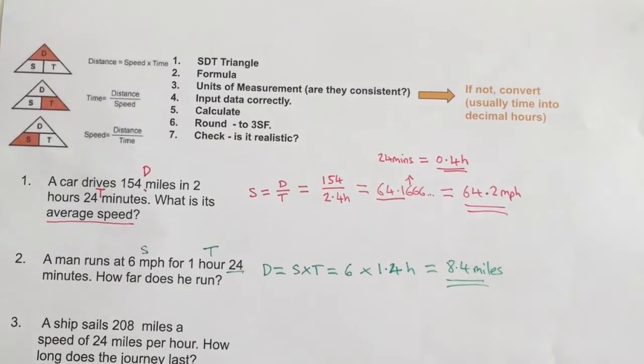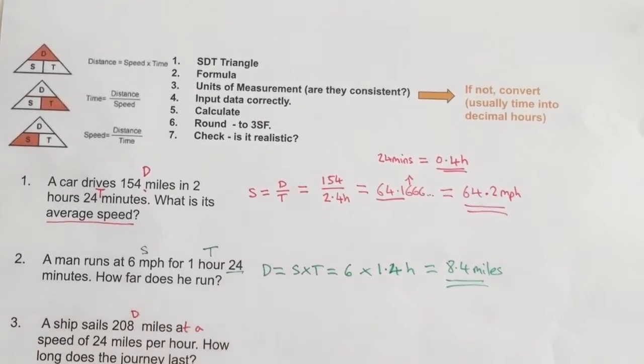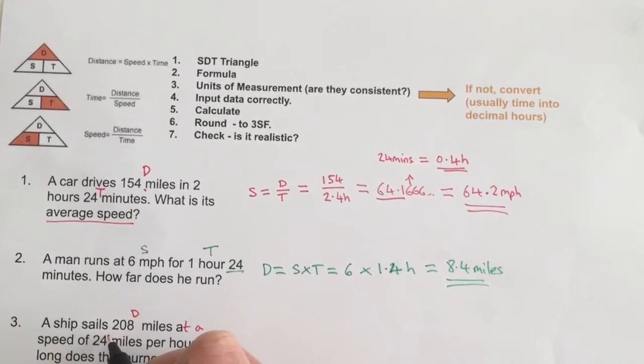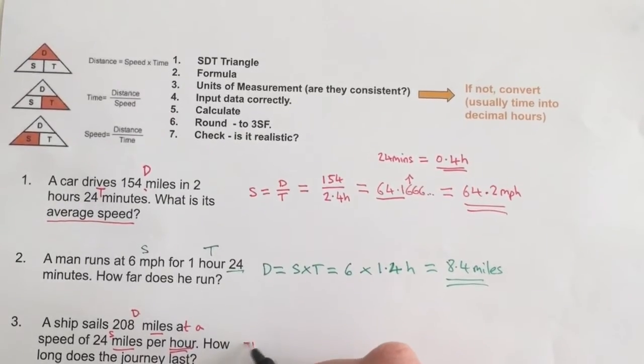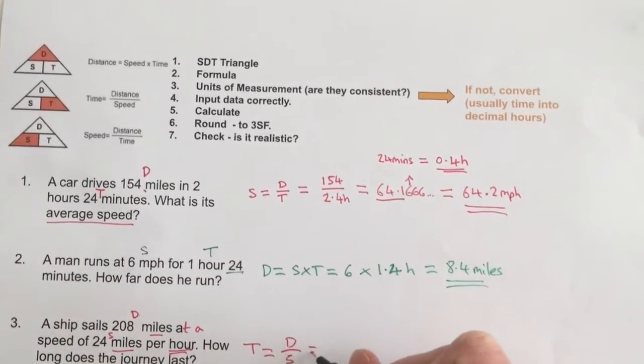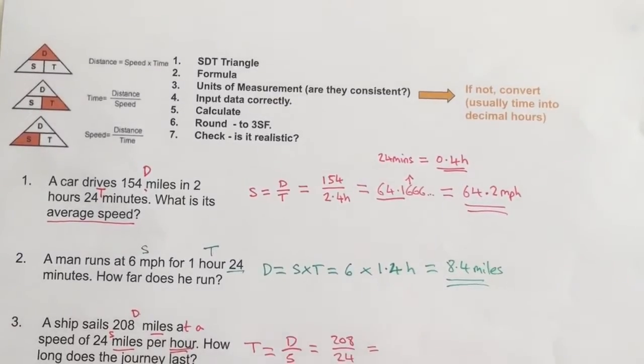And then lastly, a ship sails 208 miles. So that is distance. This should say at a speed of 24 miles per hour. So this is our speed. We've got miles, and miles per hour. How long does the journey last? So we need to find the time, how long it takes. Time equals distance over speed. What is our distance? 208. What is our speed? 24. Now, because we haven't got time in our calculation, we don't need to convert yet, which is quite nice.